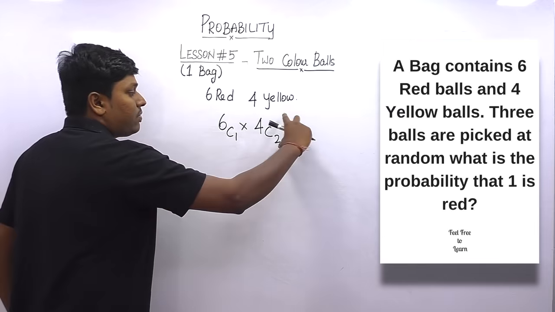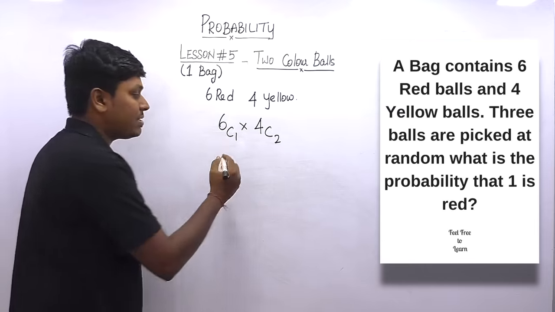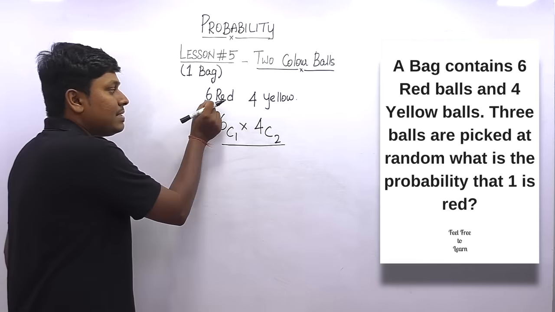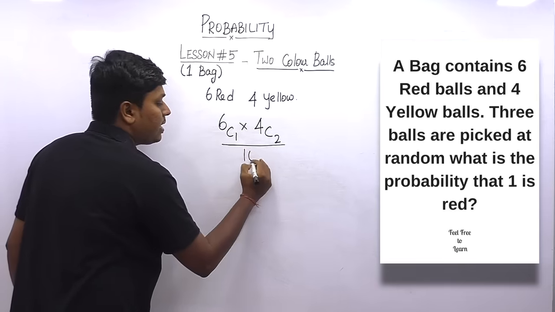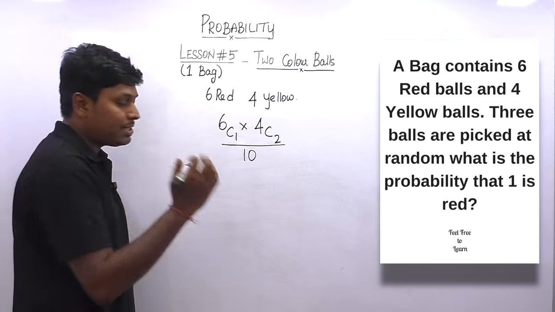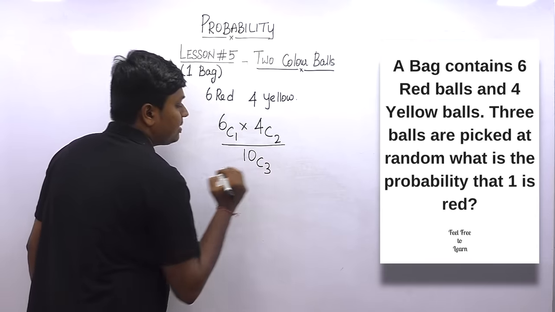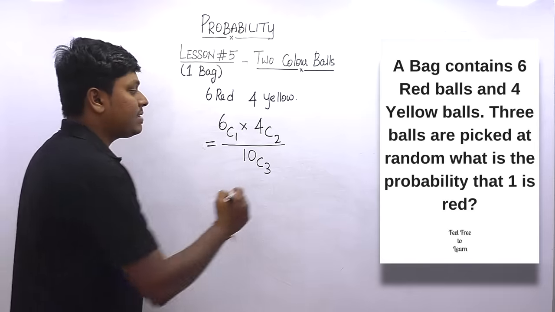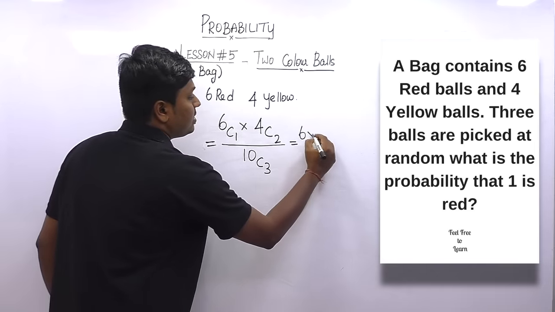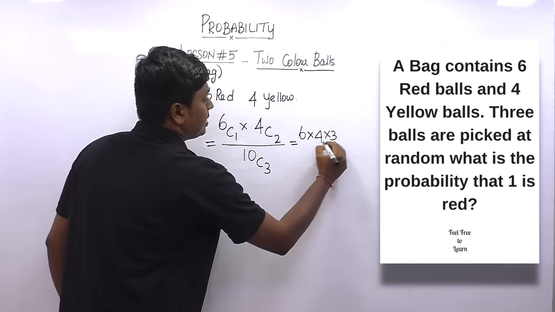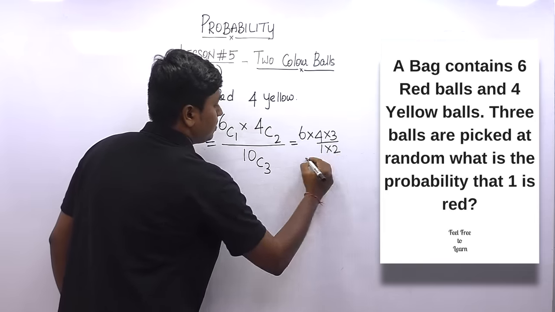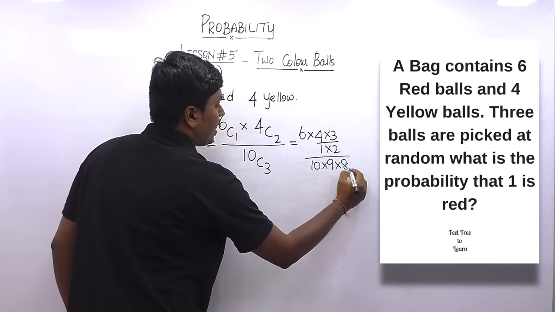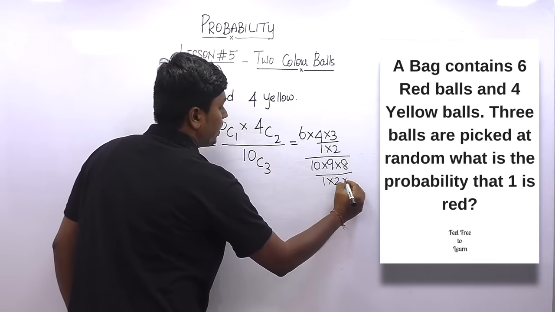So finally, we have written the equation for sum of observation divided by possibility. What is the total possibility? 6 red and 4 yellow, which is 10 balls. How many balls is our target to pick? 3 balls. So it is 10C3. Once you solve this, you will get an answer, right? So 6C1 is 6, 4C2 is 4 into 3 divided by 1 into 2, and 10C3 can be written as 10 into 9 into 8 divided by 1 into 2 into 3.